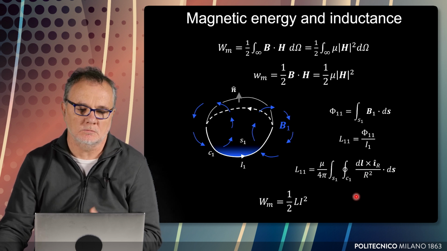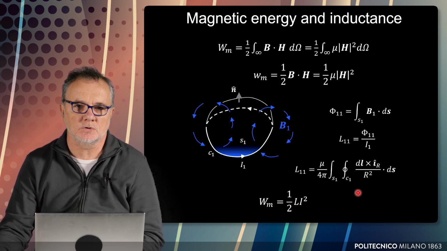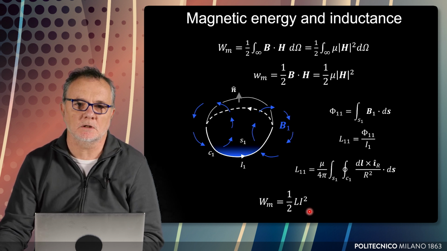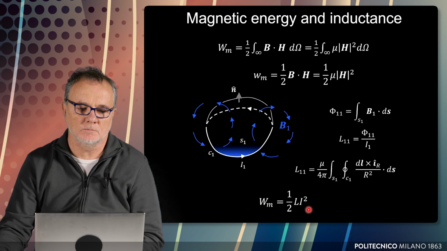We also know, to recall, that there is a relationship between inductance and the magnetic energy, that says that the magnetic energy could also be written as 1/2 the inductance that multiplies the square of the current flowing in the loop itself.